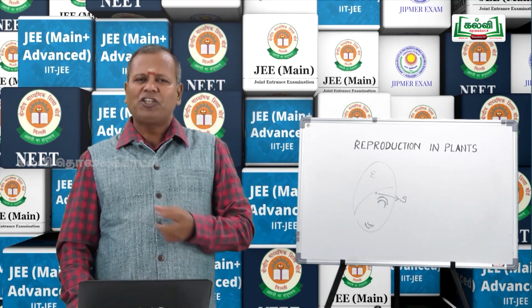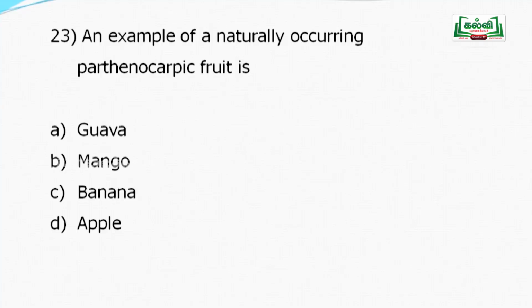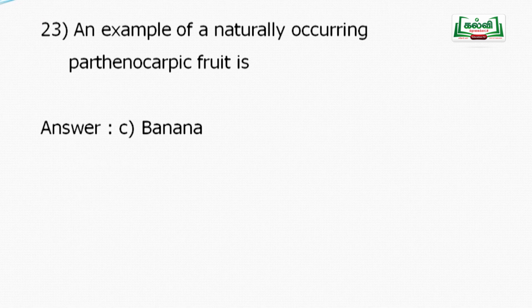Question number 23. An example of naturally occurring parthenocarpy. Parthenocarpy means development of fruit without the act of fertilization. It results in the formation of seedless fruits. Option A, guava. Option B, mango. Option C, banana. Option D, apple. The correct answer for question number 23 is, pretty well, option C, banana, Musa paradisiaca.